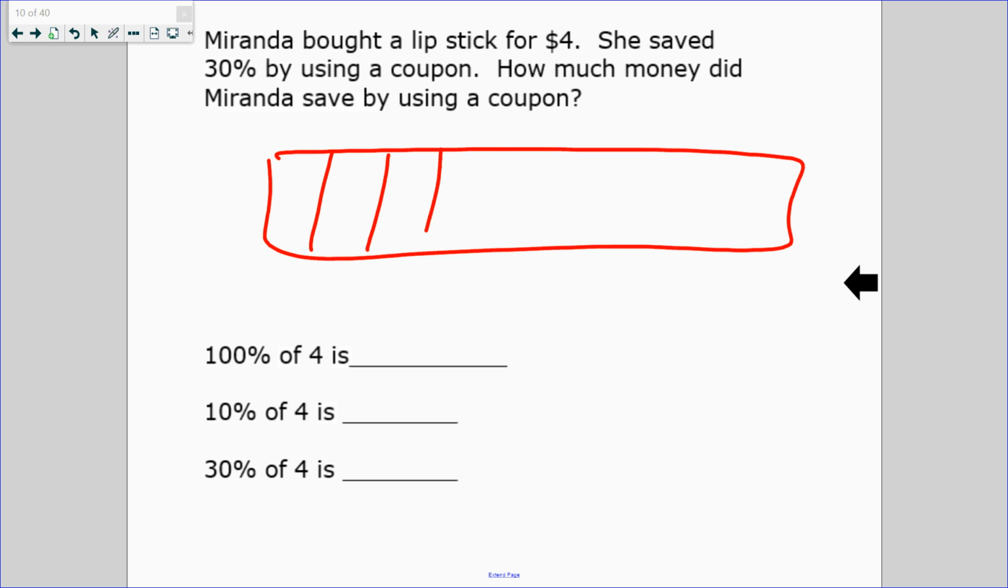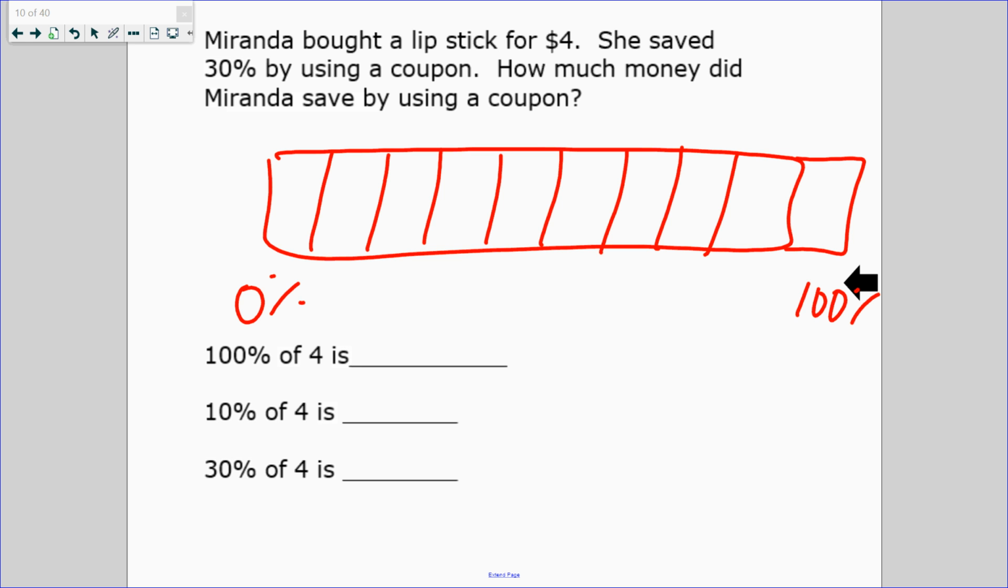1, 2, 3, 4, 5, 6, 7, 8, 9, 10. So this represents 0%. This represents 100%. She spent 100% on a lipstick, she spent $4. And so 10, 20, and here's 30% right here.